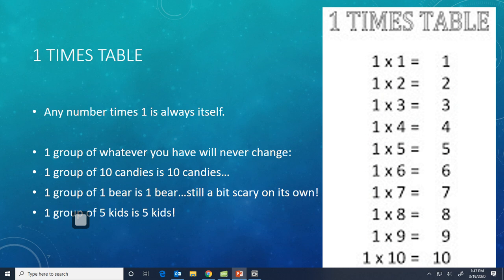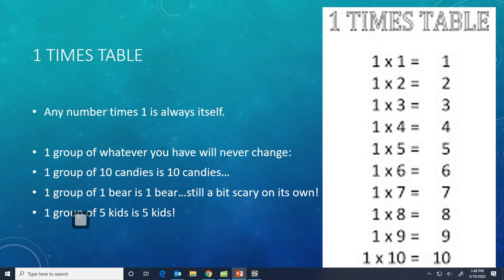So the 1 times table. If you multiply a number by 1, it is always going to be itself. That is because you are multiplying it by the number of groups. If I have 1 and it's only in one group, I still only have that 1. If I have 5, but there's only one group, I just have that 5, okay? One group of whatever you have will never change. One group of 10 candies is just 10 candies. One group with 1 bear in it is 1 bear, which is still a little bit scary on its own. One group with 5 kids in it is just 5 kids. Okay, so 1 times anything is always itself.